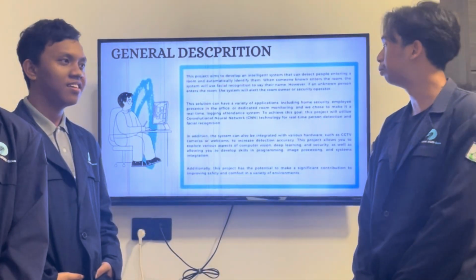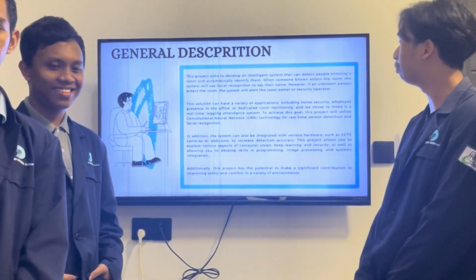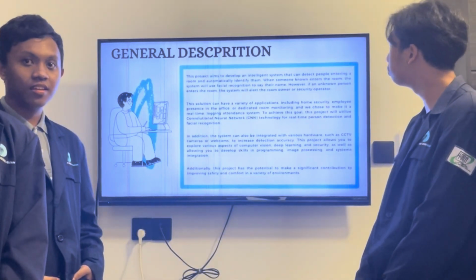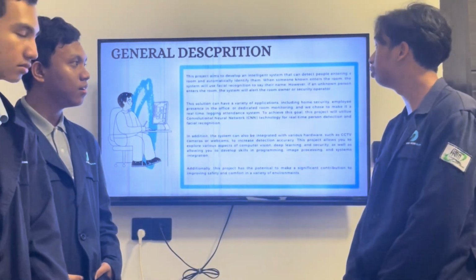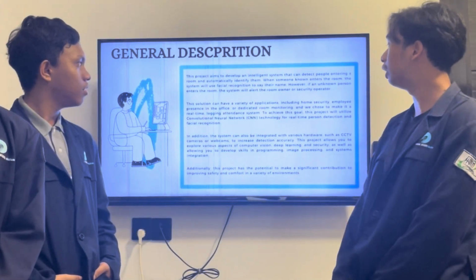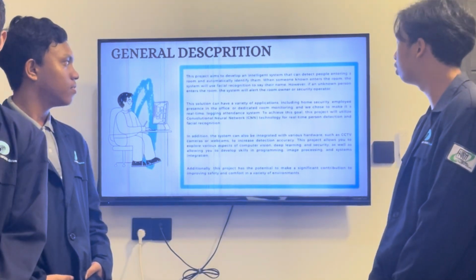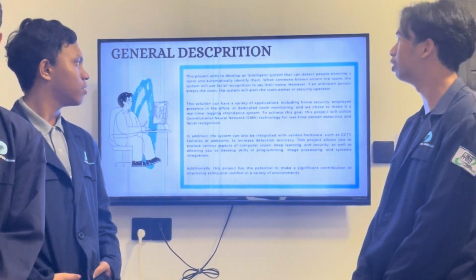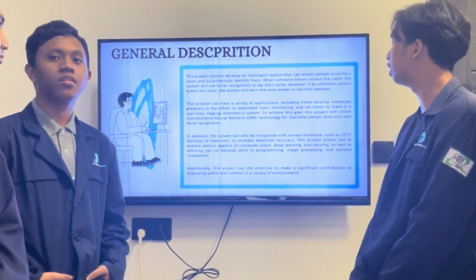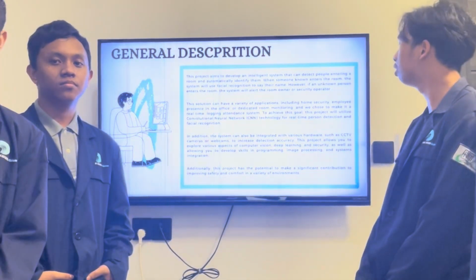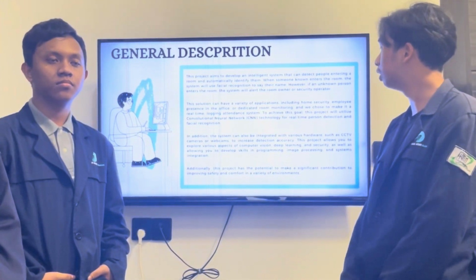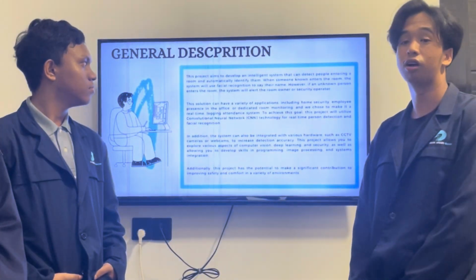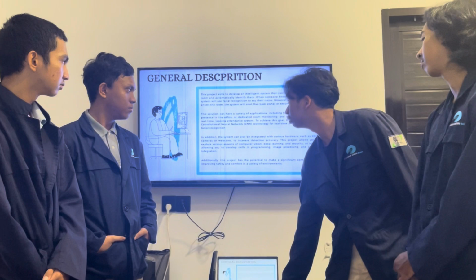These projects aim to develop an intelligent system that can detect people entering a room and automatically identify them. When someone new enters the room, the system will use facial recognition to say their name. However, if an unknown person enters the room, the system will alert the room owner or security operator.